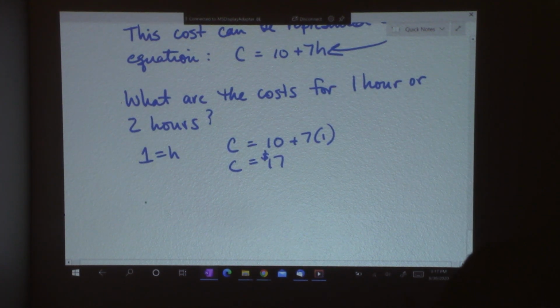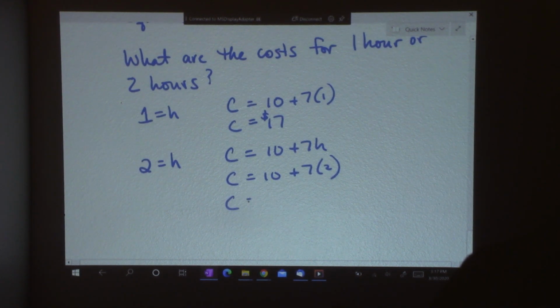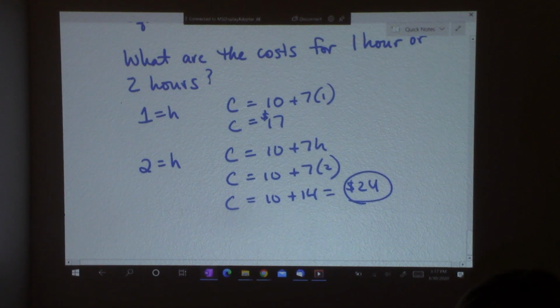All right, now let's do 2 hours. So when the time is 2 hours, what is my cost? I'm going to rewrite my equation here. And then I have 10 plus 7 times 2. So this time I'm going to have 10 plus 14. So my cost would be $24. That would be my total cost.